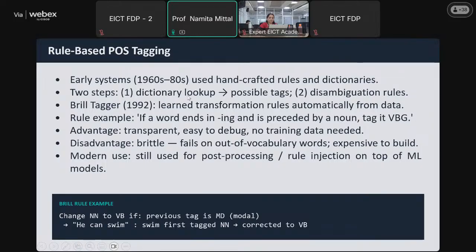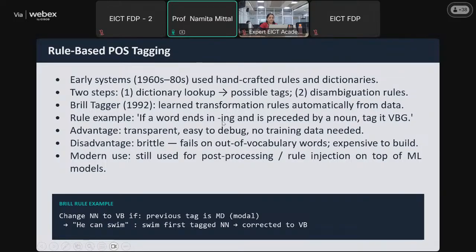Two steps: dictionary lookup, what are the possible tags in there? And then if there's an ambiguity, that is to be disambiguated. If there's an error, please remove the error. Then the Brill tagger came in 1992. It learned transformation rules automatically from data. It means some programs were given, and programs are nothing but the rules, but they were not handcrafted. They were generic, and using those rules, the tagging happened.